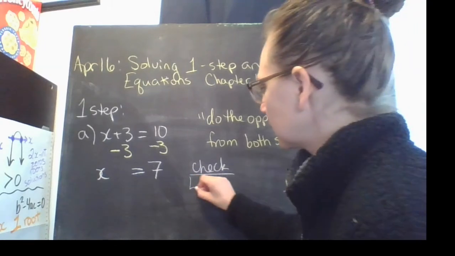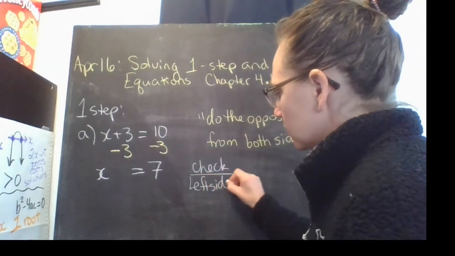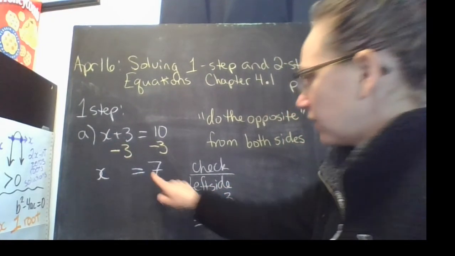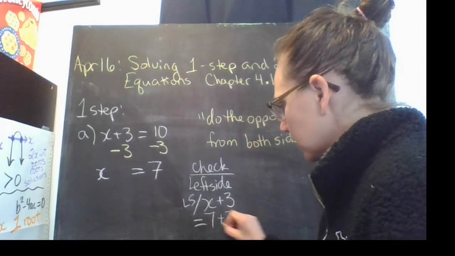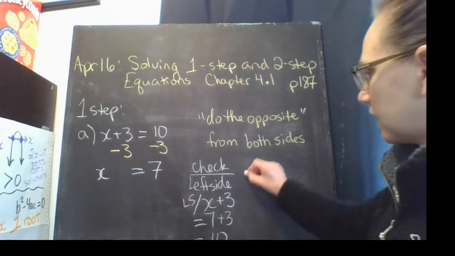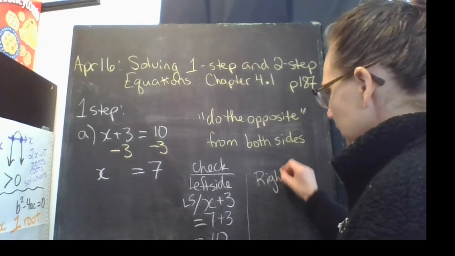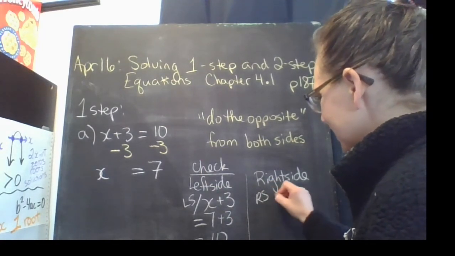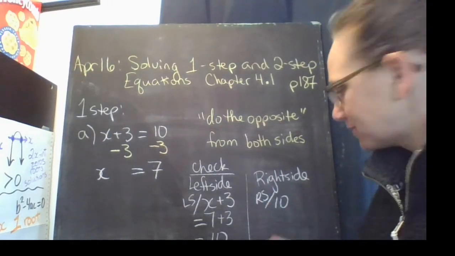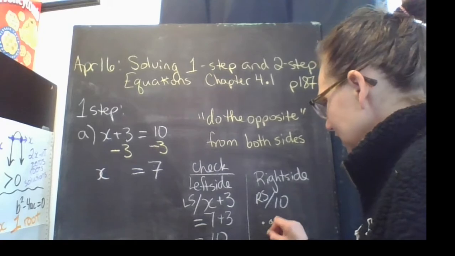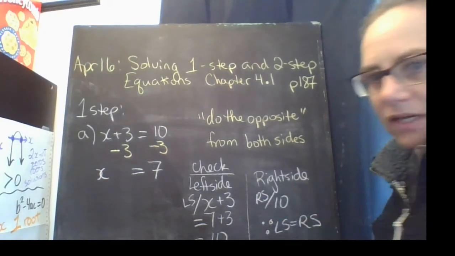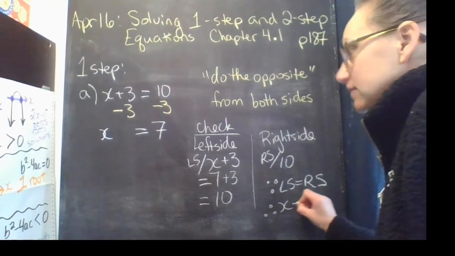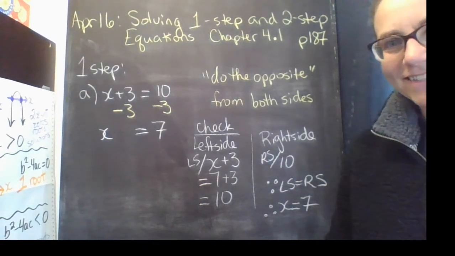And when we check, we want to keep the left side and the right side separate. So the left side of my equation is x plus 3. If I put 7 in for x, 7 plus 3, I end up with 10. And let's see what was on the right side of my equation. 10. Look at that. Left side equals right side. So since left side equals right side, therefore x equals 7. Good.